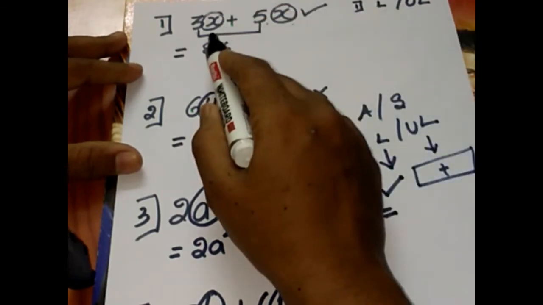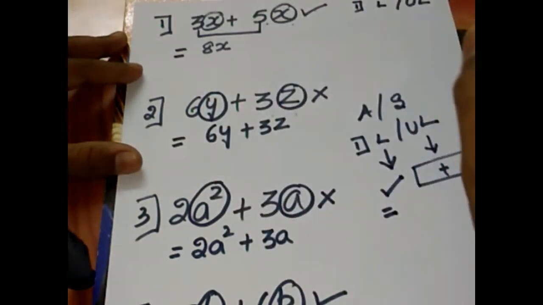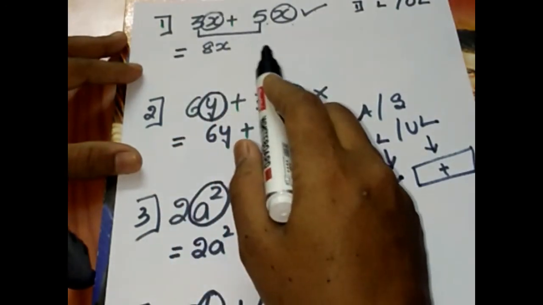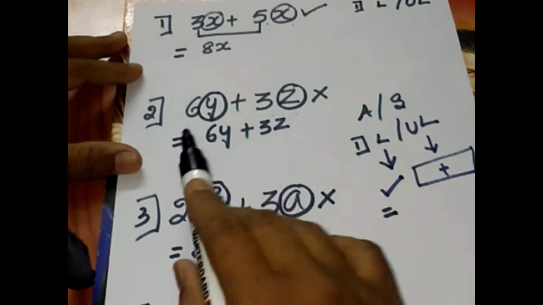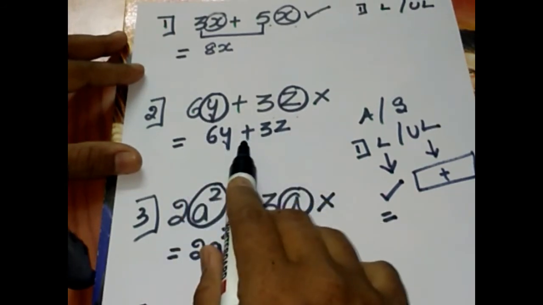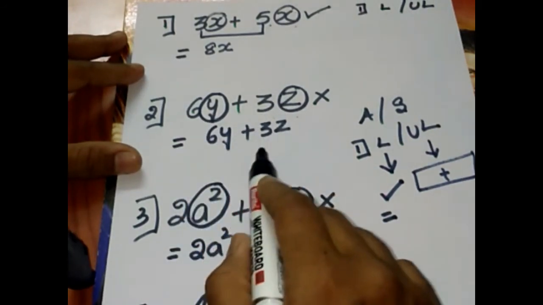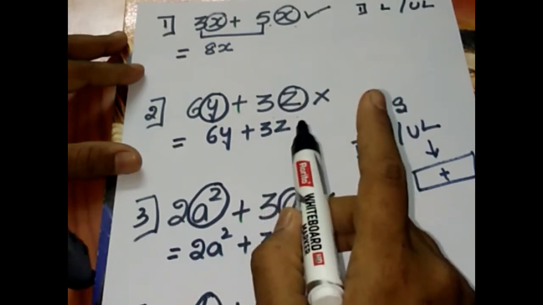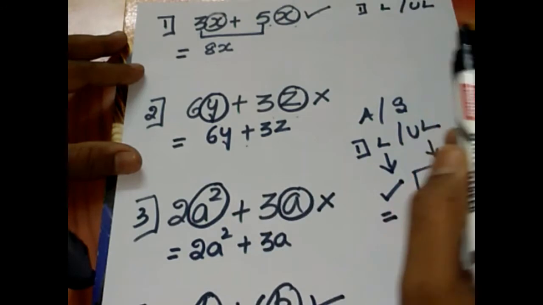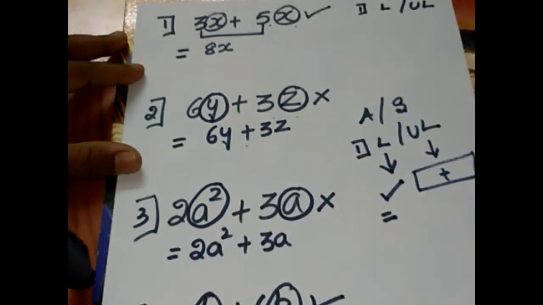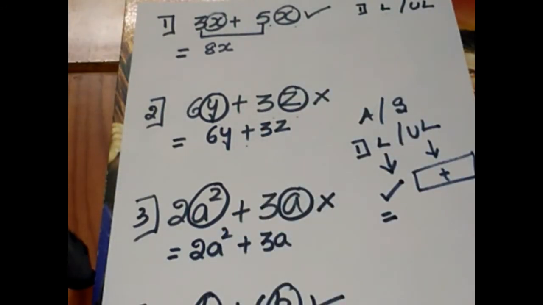Identify whether they are like or unlike. If they are like, add the numbers and keep along with the given variable. If they are unlike, straight away write the expression along with plus or minus sign as indicated in the question. If they have asked you to add, put plus sign. If it is minus, then put minus sign. I hope the point is clear about the first operation, that is addition of like terms and unlike terms.